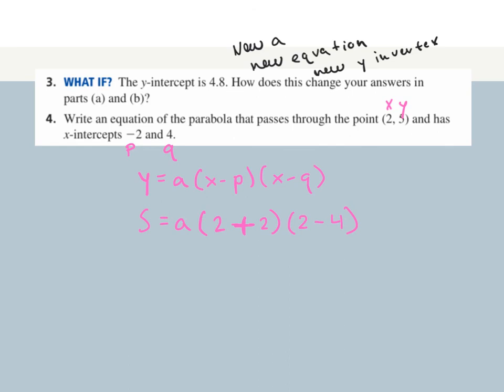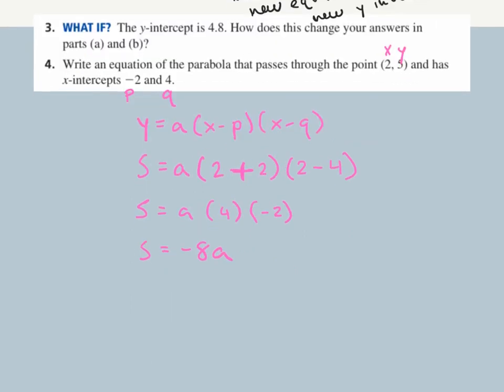And now we solve. So 5 is equal to a times 4 times -2. 4 times -2 is -8a. And then we divide both sides by -8. So a is equal to 5 over -8, or -5 over 8.